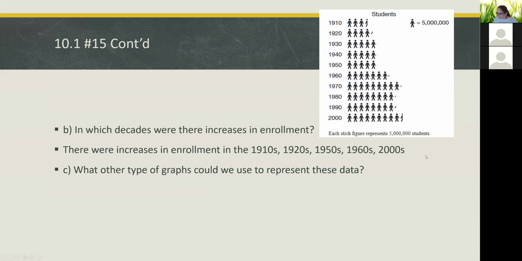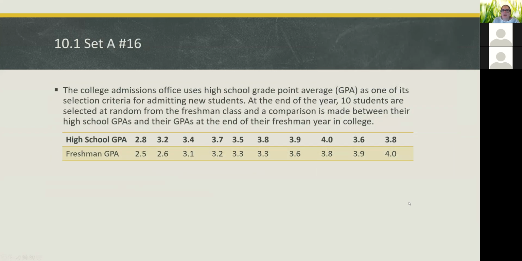What other type of graph could represent the data? What else could we use besides a pictograph? We could have used, I would say, a bar graph or a histogram. Right? So we could have made bars to show these amounts. And we'll try to look at number 16 real quick unless there's questions.